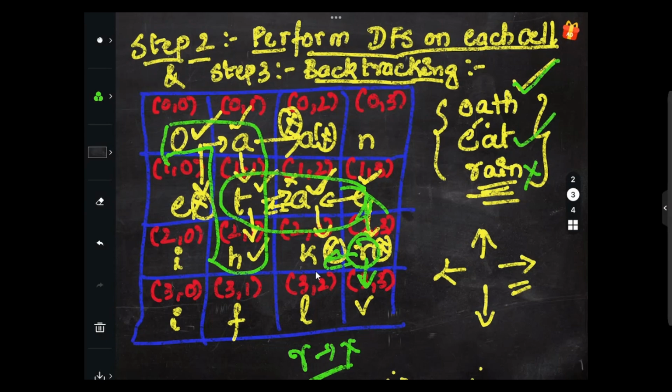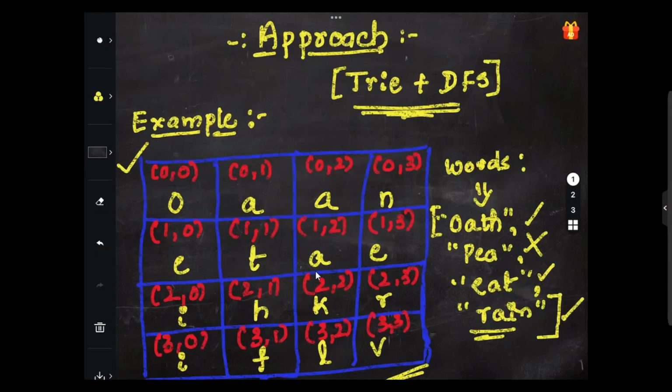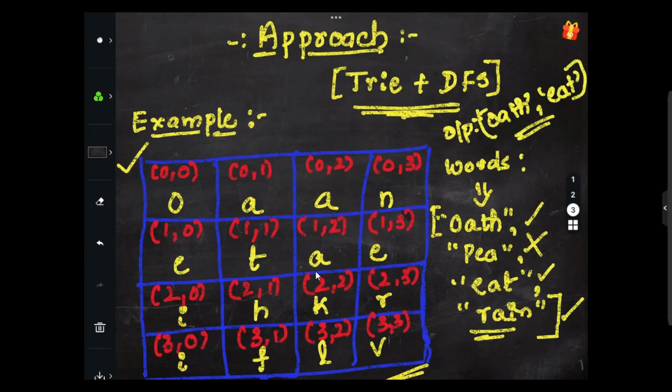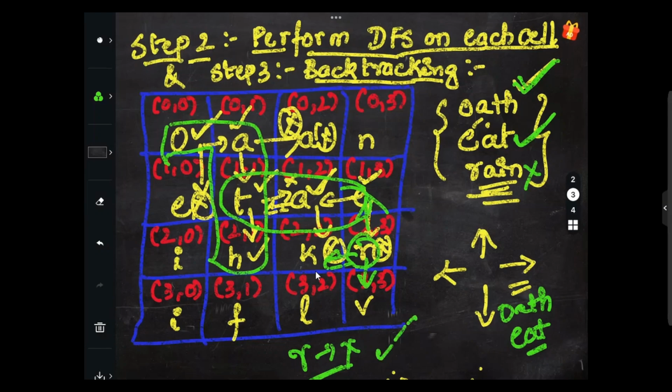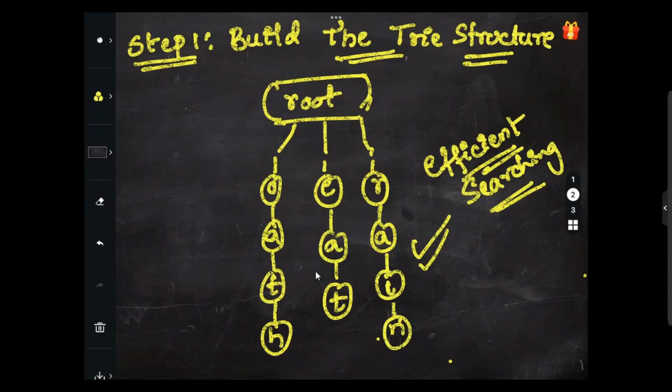Only eat and this one oath we found here. So that's what we will be displaying in the form of output. So we found oath and eat through the DFS and trie. So what are the things we found here? Oath and eat, right? So that's what I'll just come here. The output that we got here, I'll just write oath within the string and eat. This is same as the output that is mentioned in the question. So this approach works absolutely correct.